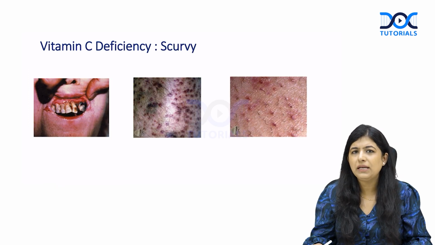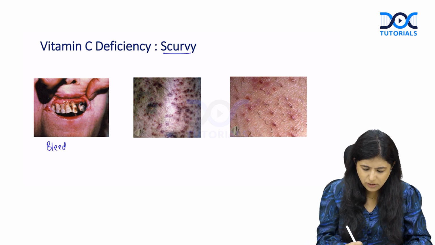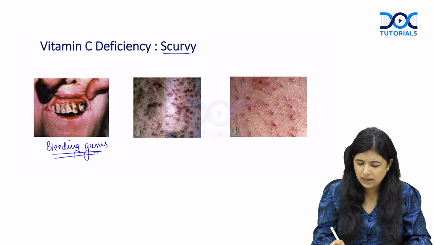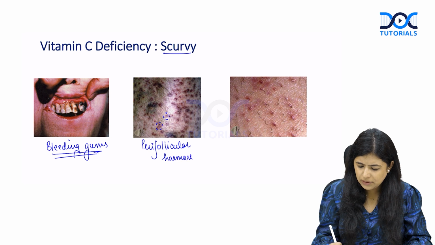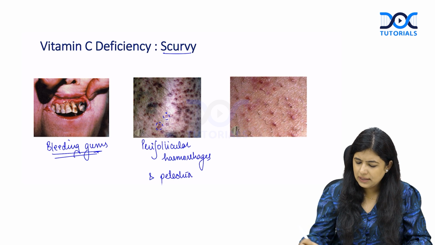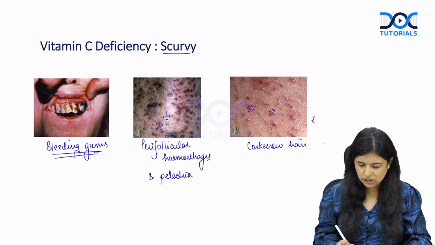Now coming to vitamin C deficiency, which is called as scurvy. The manifestations on the skin and the mucosa include bleeding gums, which is a very important part of all questions on scurvy. Then you see these small hemorrhages on the skin, especially around the hair. It is called as perifollicular hemorrhages, as well as petechiae are seen. Then these small raised bumps around the hair, as well as twisted hair, these are called as corkscrew hair. So these are important manifestations of scurvy.